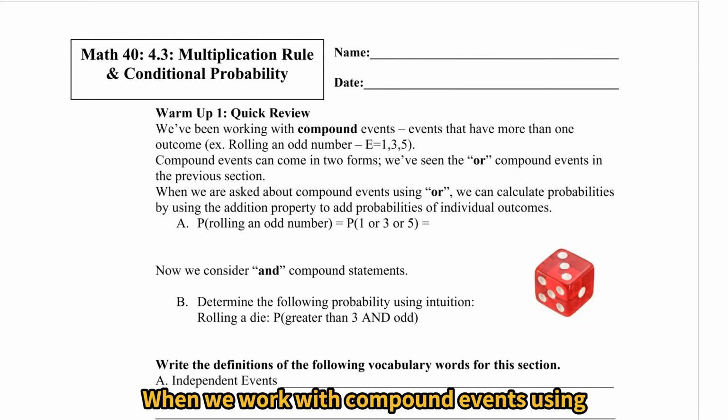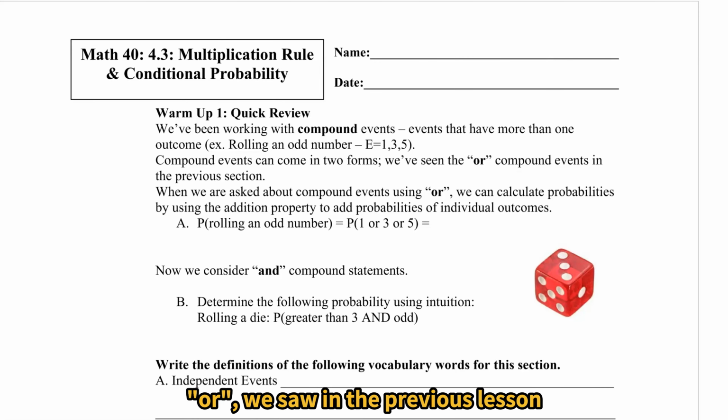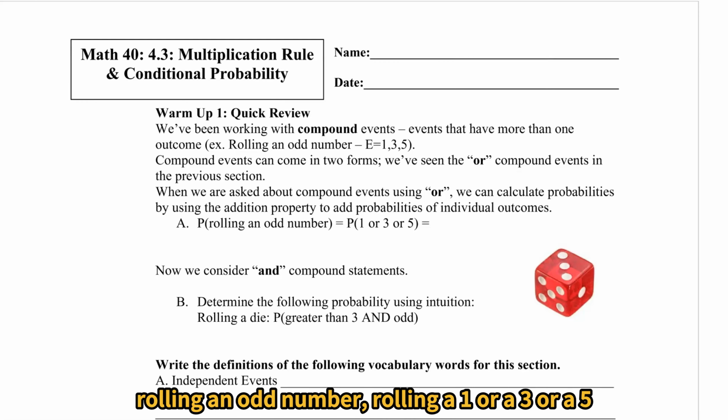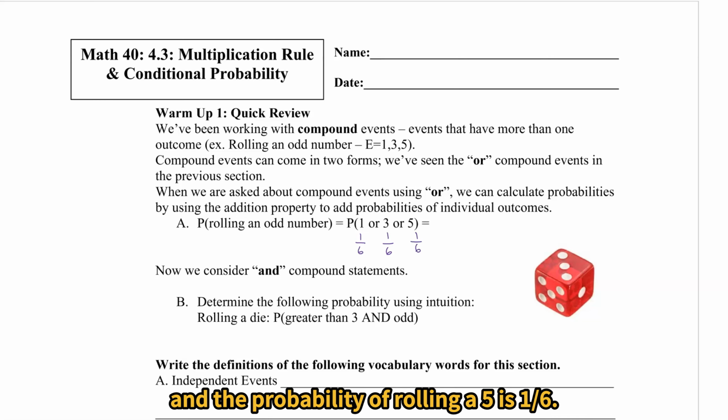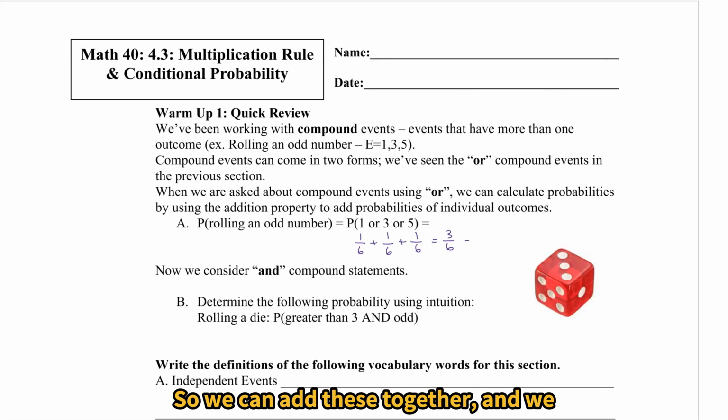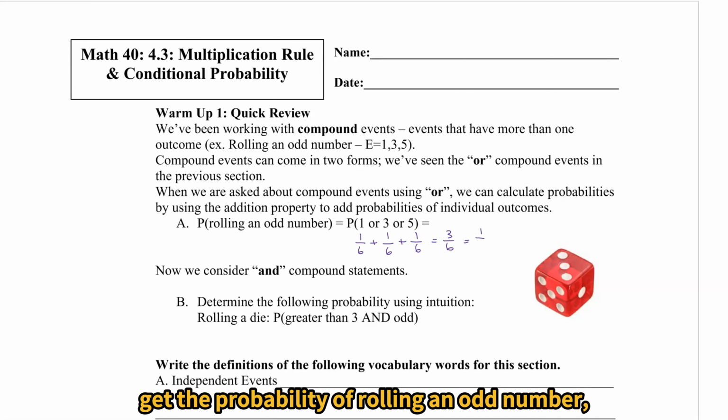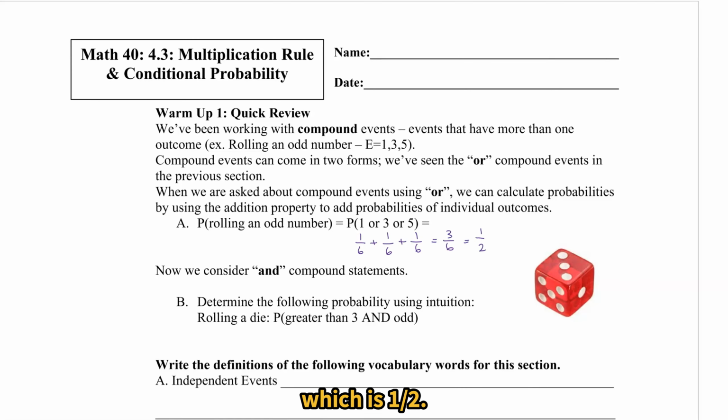When we work with compound events using OR, we saw in the previous lesson that we add probabilities of outcomes. So for example, rolling an odd number, rolling a 1 or a 3 or a 5, the probability of rolling a 1 is 1/6. The probability of rolling a 3 is 1/6. And the probability of rolling a 5 is 1/6. So we can add these together and we get the probability of rolling an odd number, which is 1/2.